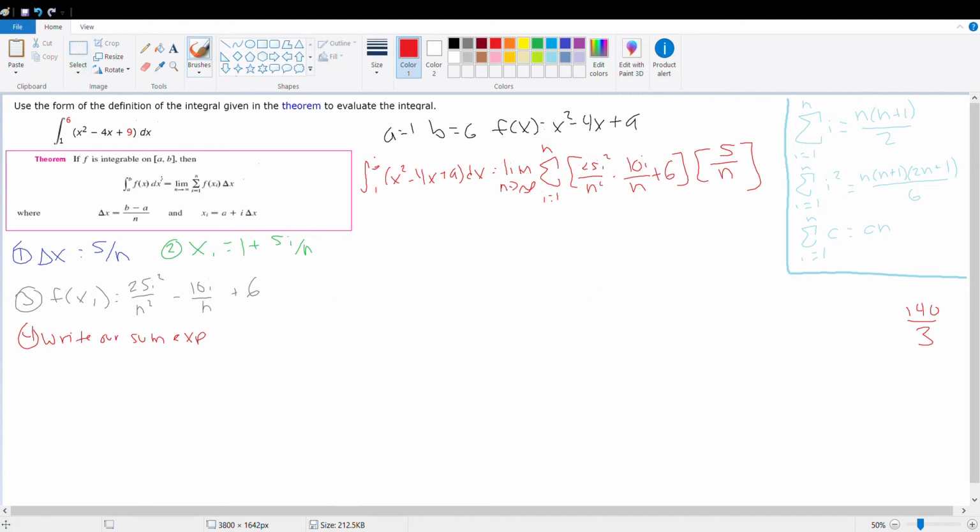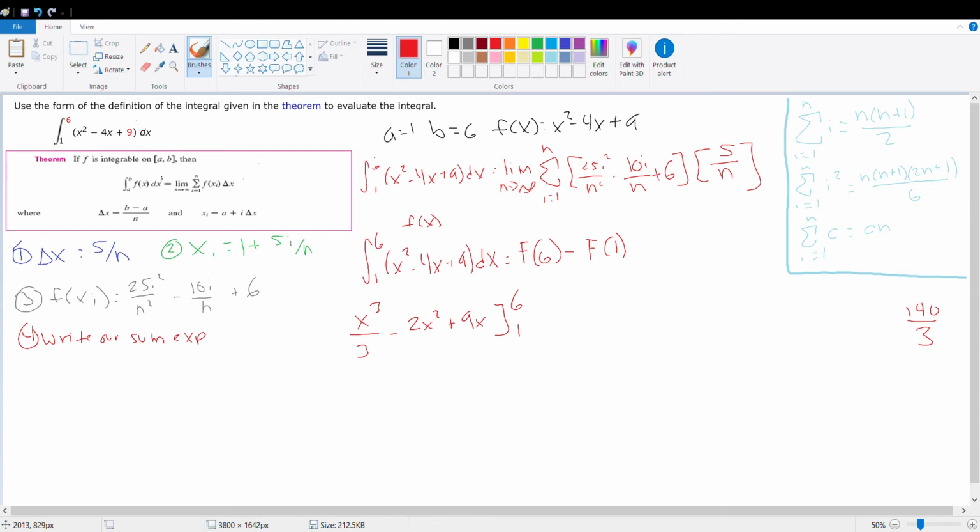Okay, so we know that the fundamental theorem of calculus tells us that this integral here, 1 to 6 of x squared minus 4x plus 9 dx, is equal to the antiderivative, if this is f of x, evaluated at 6 minus the antiderivative evaluated at 1. Okay, so we know that the antiderivative is x cubed over 3 minus 2x squared, right? The 2 cancels and the 4 becomes 2, plus 9x evaluated from 1 to 6.